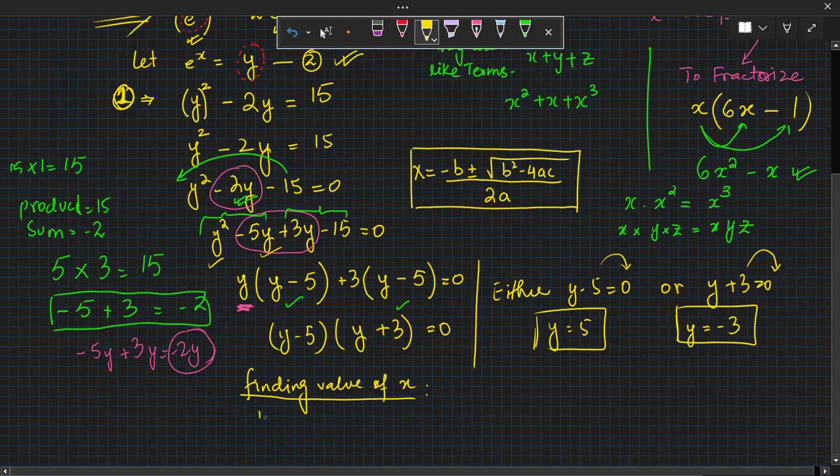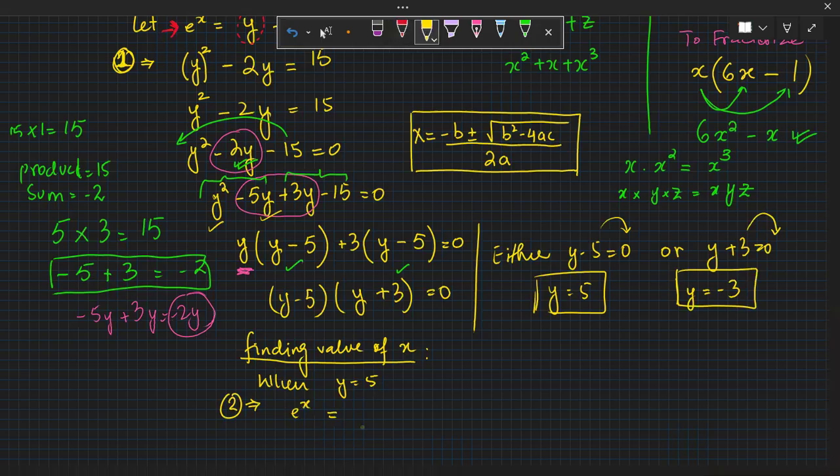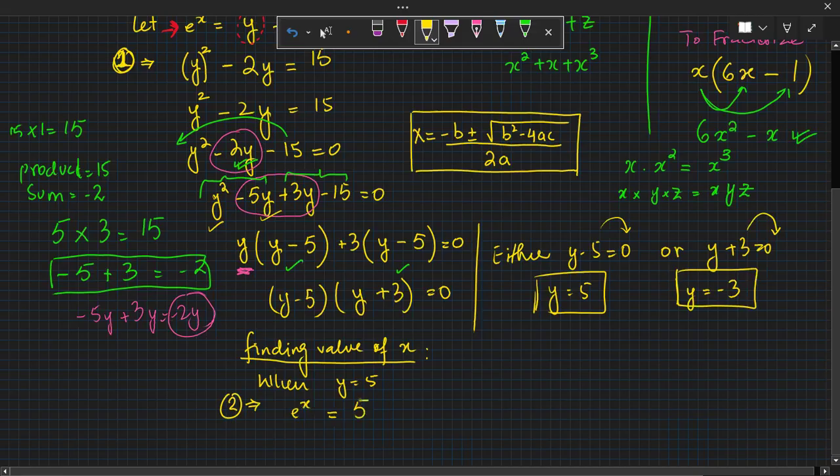So we will write y equal to 5 and plug it into equation number 2. Equation number 2 says that exponential x equals y, right? Can you see this equation, this step? So exponential x equals y, which is going to be 5. Now we have the form exponential x equal to 5.